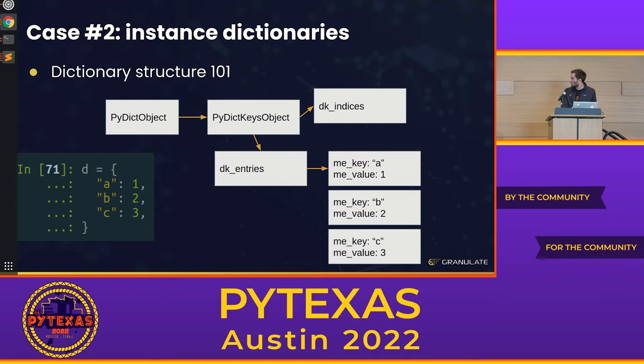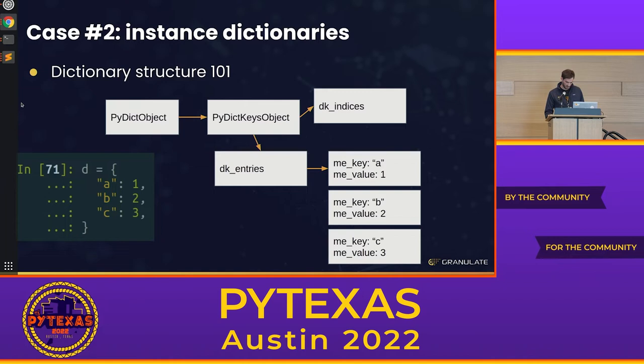Okay, now another demo. This will revolve around instance dictionaries and their sizes. We start with a small explanation of the dictionary structure in CPython. A dictionary object, called PyDict object, holds a reference to its keys object, which is called PyDict keys object.